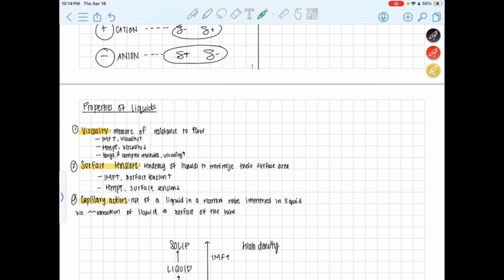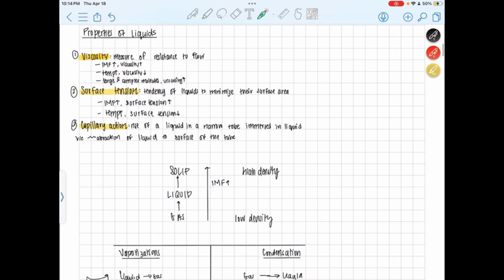making things thicker. An example of something with a high viscosity is honey. Something with a low viscosity might be water compared to honey. As temperature increases, viscosity decreases. So if you heat up honey, it flows faster, meaning viscosity decreases. And the larger and more complicated the molecules, the higher the viscosity.